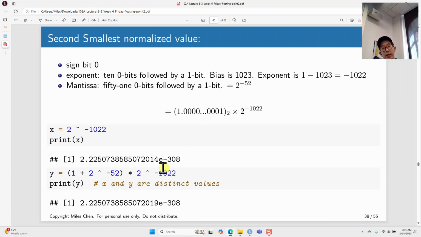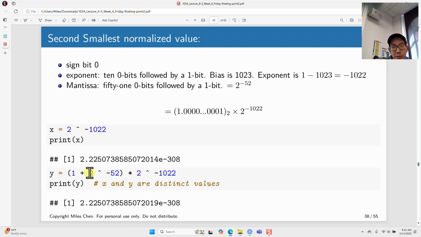And R will recognize that this number and this number are distinct values. X is 2 to the negative 1022. And then Y is 1 plus 2 to the negative 52 times 2 to the negative 1022. And that gives me this number. And if you look at the last digits over here, they are distinct, and R recognizes that they are distinct values. You have to change your options to digits 16 or 17 in order to see this. Otherwise it looks the same, but R understands that these are different.